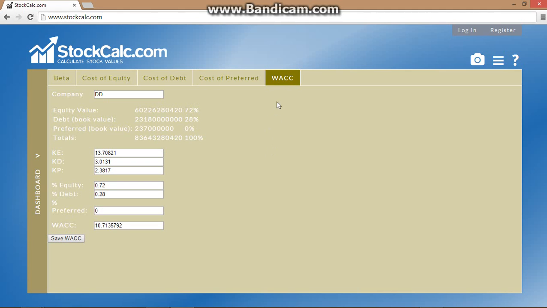So the WACC, or the weighted average cost of capital, is the composite of the cost of equity, the cost of debt, and the cost of preferred on the basis of their percentage. You can see that the preferreds represent a very small percent. They're actually essentially zero. 72% of the capital structure of the company is in equity, 28% of the capital structure is in debt. So we have a WACC of 10.71, and we can save this WACC for DuPont.